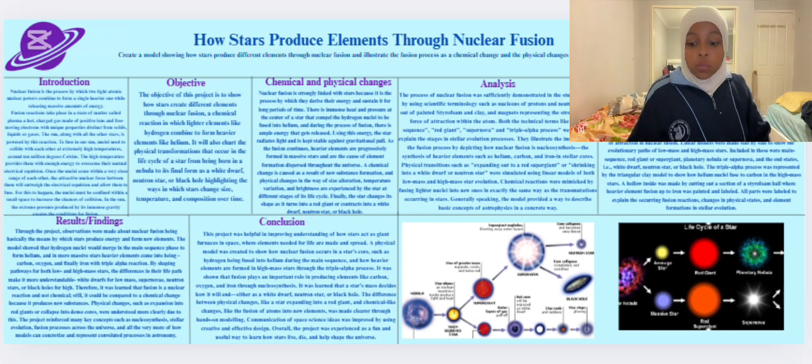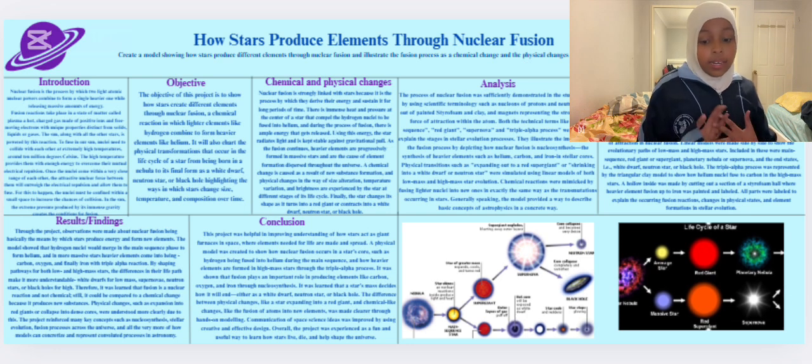Methodology. The model was made using styrofoam and clay to represent protons and neutrons. Magnets were used to show the strong nuclear force. Two star life cycles were shown, one for low mass stars and one for high mass stars. A triangular structure was used to explain the triple alpha process, and labels were added to explain each stage and reaction.